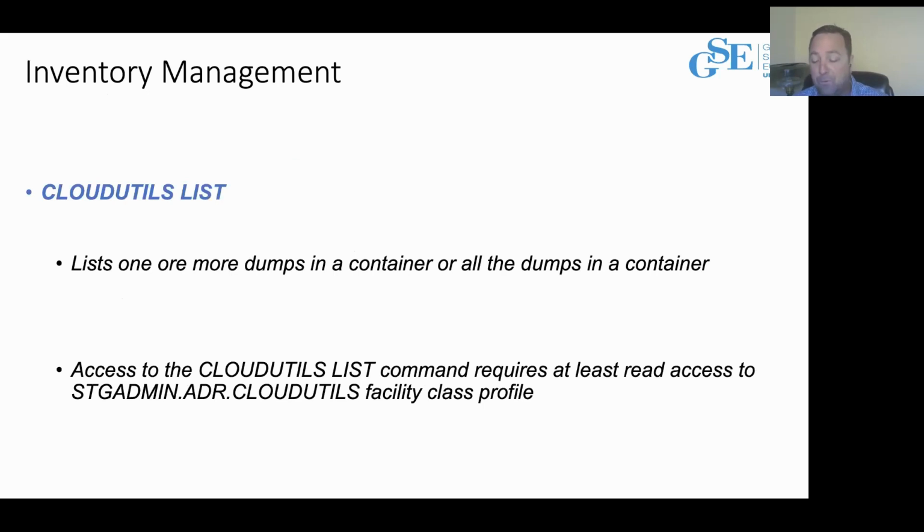So really quickly, before we put this all together into a real use case, the Cloud Utils list command allows you to list all the dumps in a particular container or a set of dumps in a container. And we have facility classes that control access to this command, just like any other commands we have in DSS.